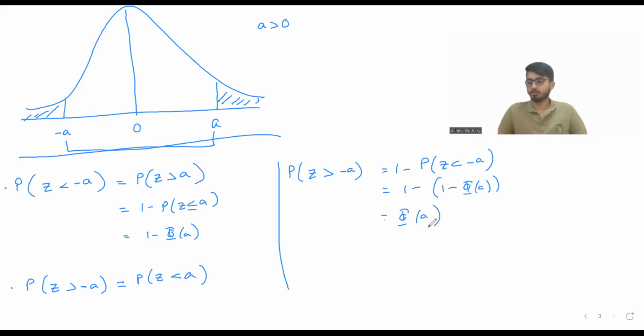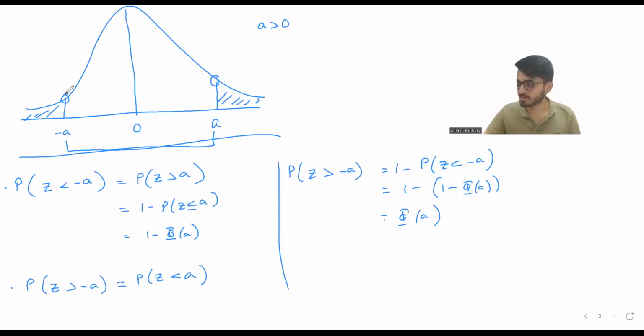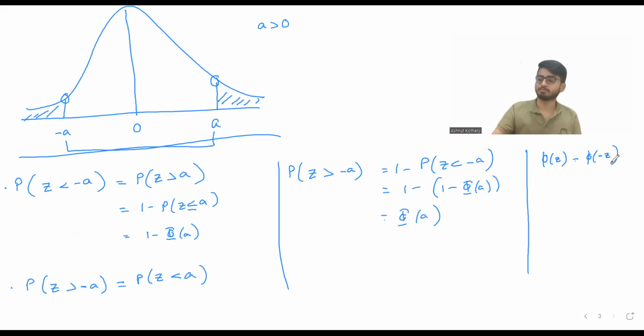Another thing: if you take a look, the PDF is symmetrical, right? That is, the height of the function at this point is nothing but equal to the height of the function at this particular point. The height of the function at point A will be nothing but equal to the height of the function at point minus A. Mathematically speaking, whether I take the value z or minus z, the PDF remains the same. So from this, another result which you can use, note that these were for calculation of probabilities, you could also note this down: phi z is nothing but equal to phi minus z.